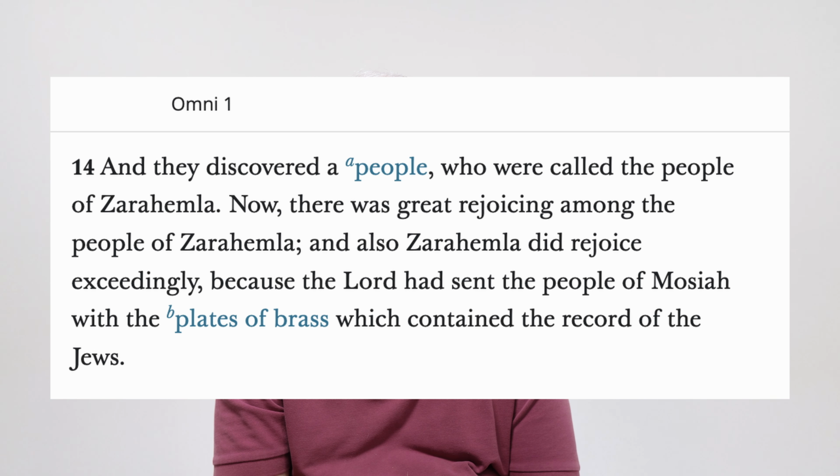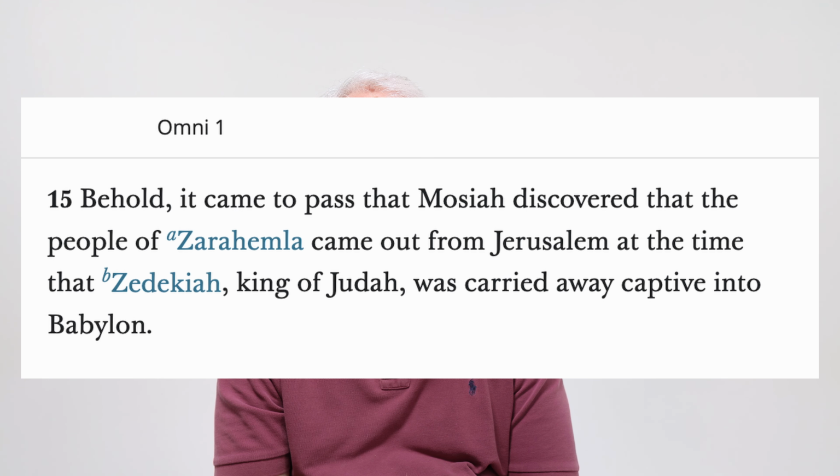In Omni 14, we are introduced to the term Zarahemla, which is both the name of an individual and of his followers. This is a very interesting Hebrew word. The group purports to be the descendants of a people who fled Jerusalem at the time of the destruction of the temple in 586 BC by the Babylonians. We read about that in Omni 15. This group is unknown outside the Book of Mormon.